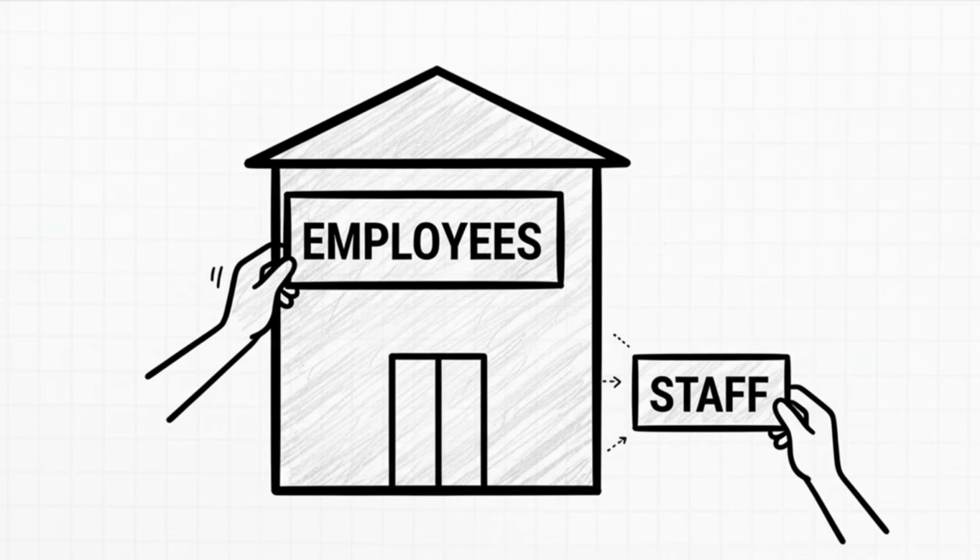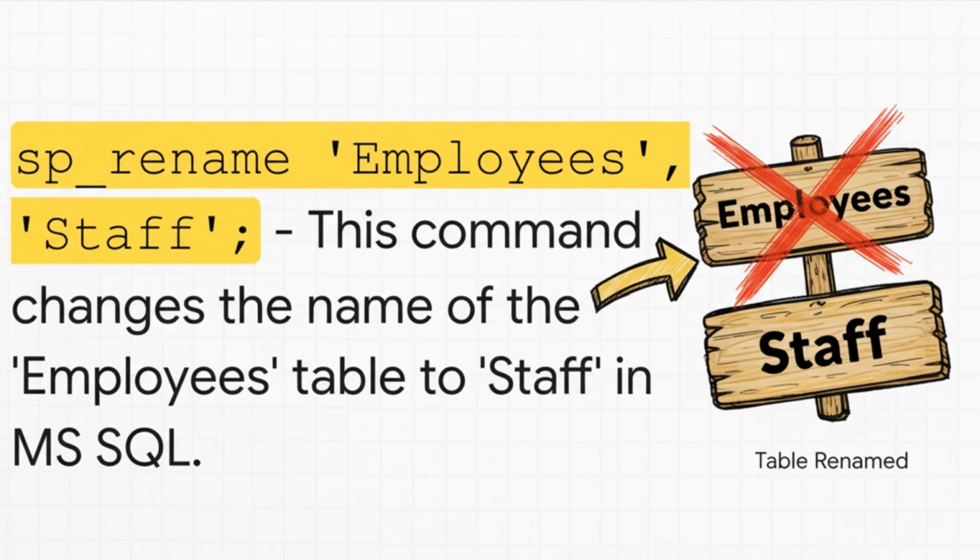But sometimes the change you need is way simpler. The rename command. It doesn't touch the structure at all. All it does is change the nameplate on the front door. The building is exactly the same, it's just known by a new name now. And here's how you do it in MS SQL. The command sp_rename is just so straightforward. It takes the old name, employees, and gives it the new name, staff. Done. Simple, effective, and the structure underneath is totally untouched.